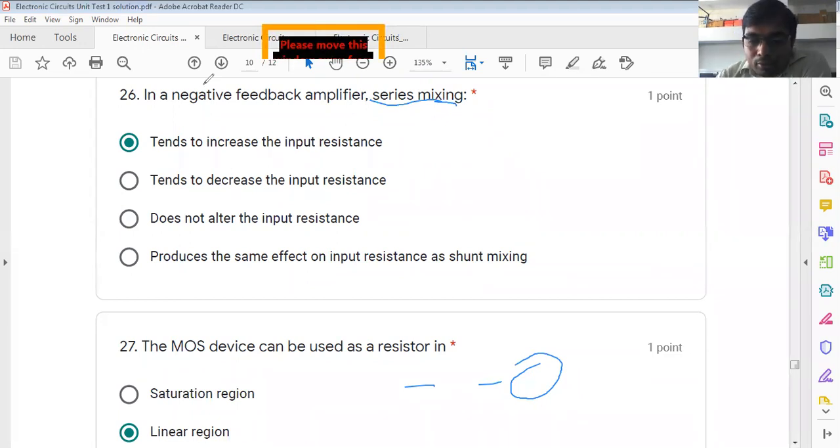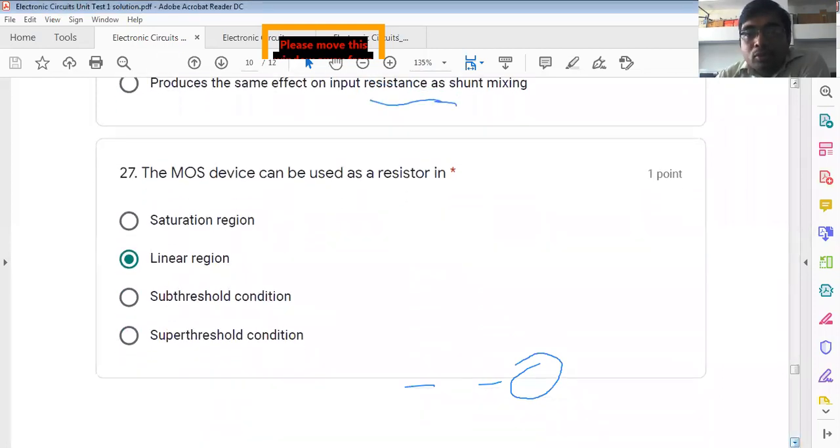Now come to the 27th question. MOS device can be used as a resistor in which region? It is a very simple question from the characteristics of the MOSFET. In which region would it act as a resistor? Non-saturation region, that is also called the linear region. In saturation region it would act as an amplifier. So the correct option is linear region.